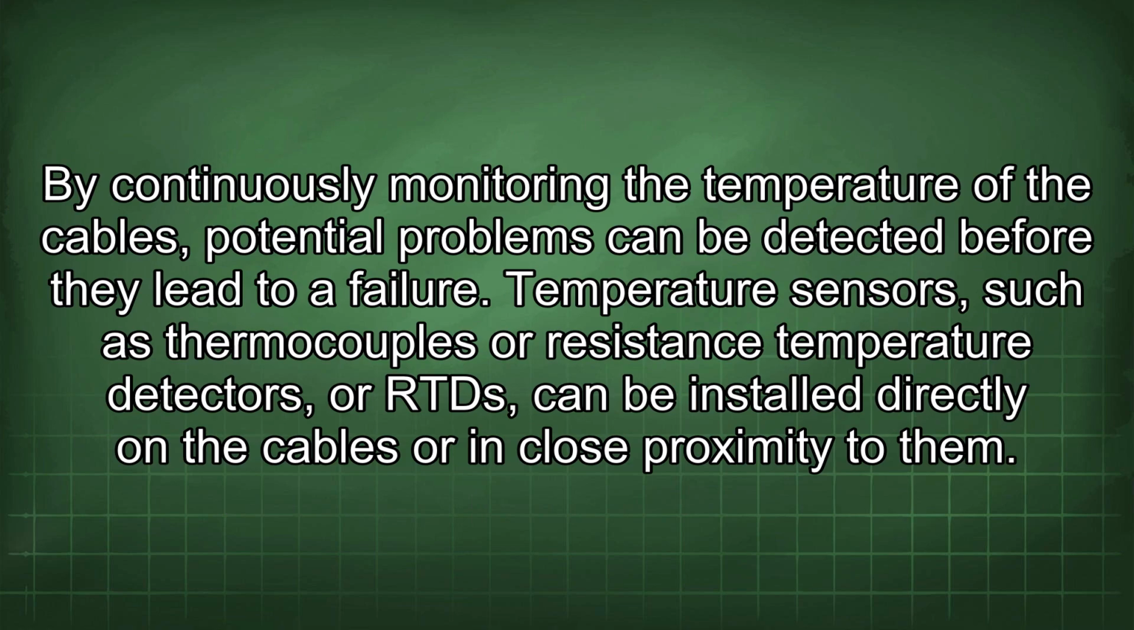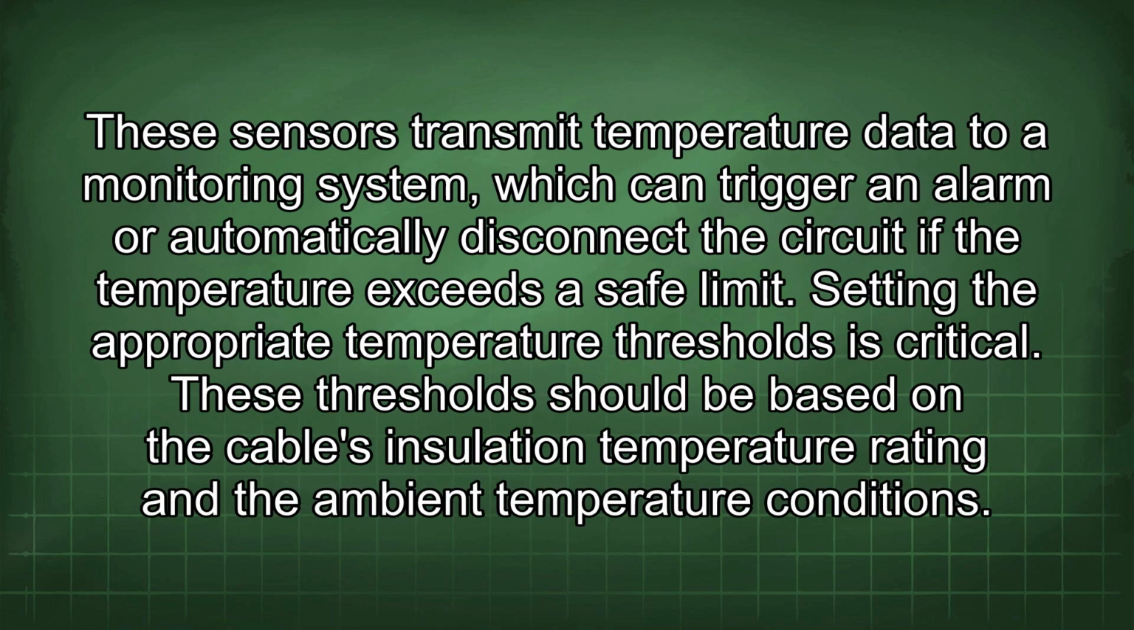Temperature monitoring provides an additional layer of protection for parallel cable systems. By continuously monitoring the temperature of the cables, potential problems can be detected before they lead to a failure. Temperature sensors, such as thermocouples or resistance temperature detectors, or RTDs, can be installed directly on the cables or in close proximity to them. These sensors transmit temperature data to a monitoring system, which can trigger an alarm or automatically disconnect the circuit if the temperature exceeds a safe limit.